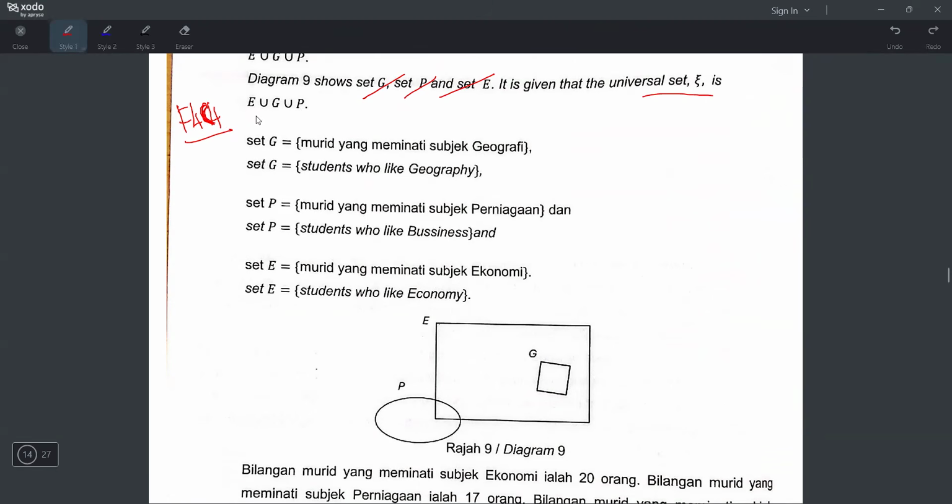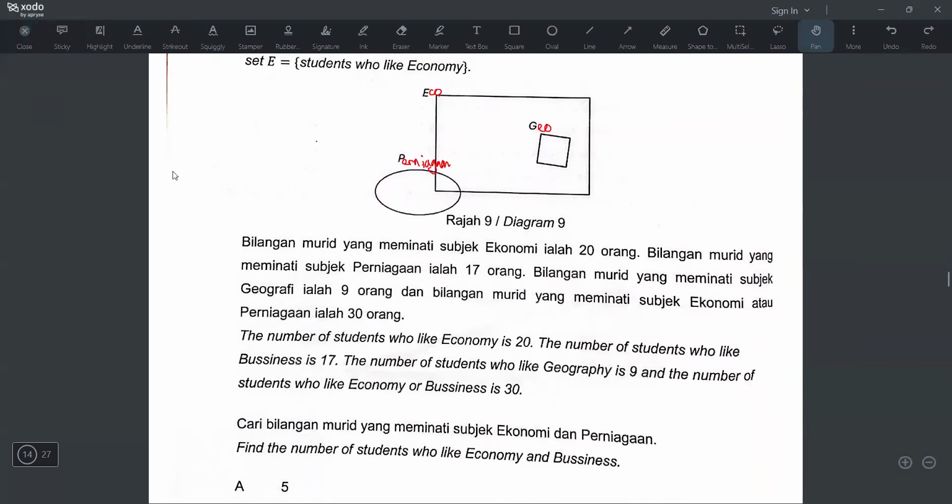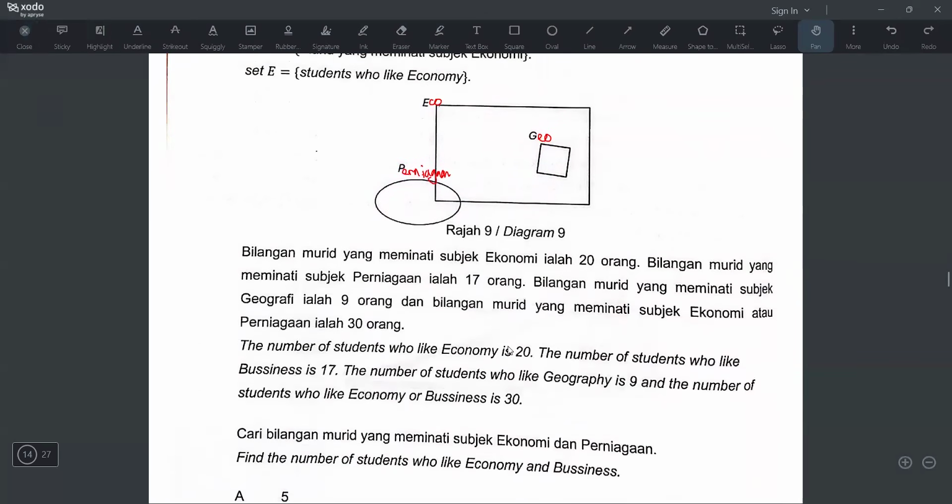This is not important. It's just trying to tell you that E union with G union with P, everything combined, is the universal set. Union means gabung, right? Set G is students who like geography, so let me just label it geo. P is perniagaan, business. And then E is students who like economy.